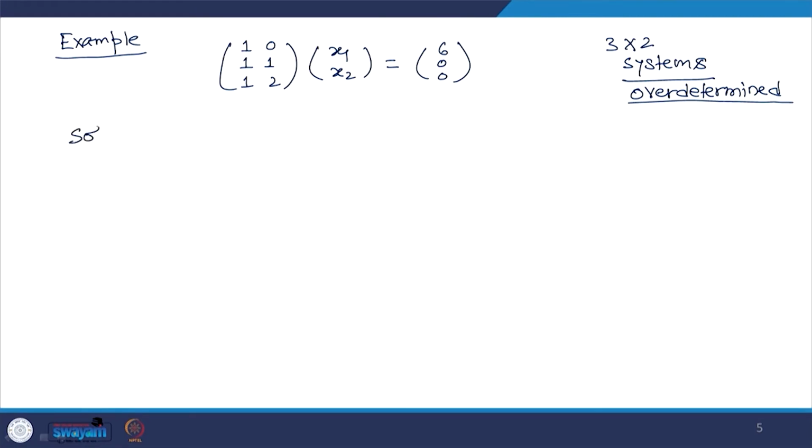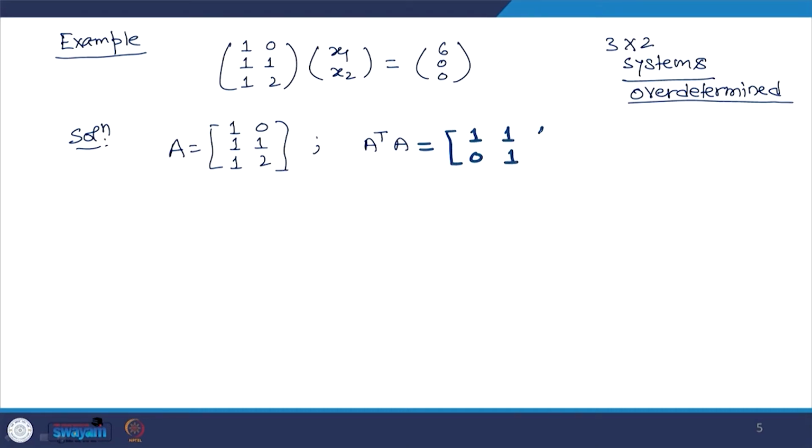So, here A is [1 0; 1 1; 1 2]. So, I will calculate A transpose A. So, A transpose A equals, so it will become [1 1 1; 0 1 2] and then A, which is [1 0; 1 1; 1 2]. So, this comes out to be [3 3; 3 5].